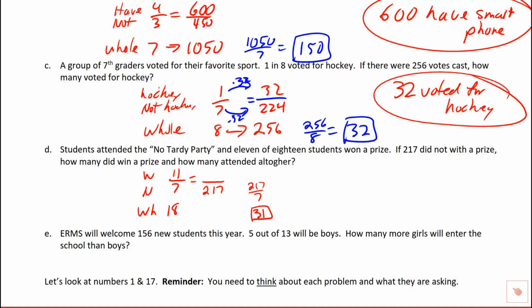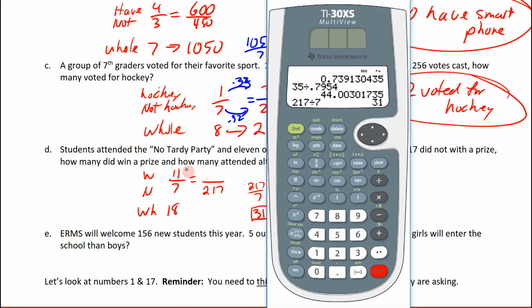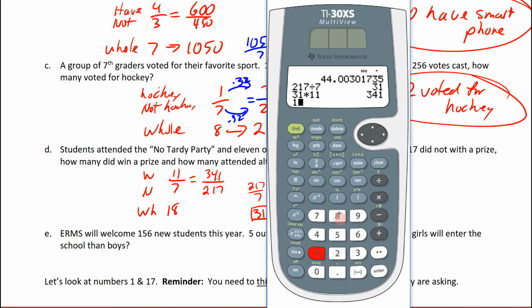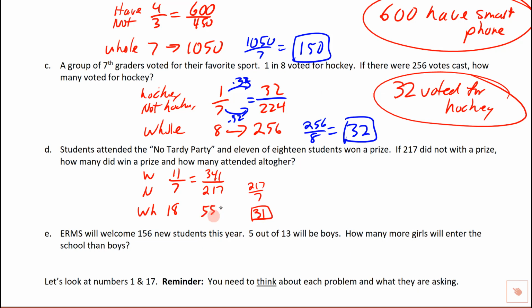And then I'm going to grab the calculator to do the 31 times the 11. So we're going to do 31 times 11. And we end up with 341. And then we're going to do the 18 times 31. Hit enter, and we get 558. So this is 558. So we've got all the numbers in here.